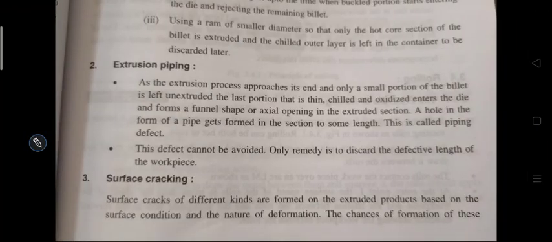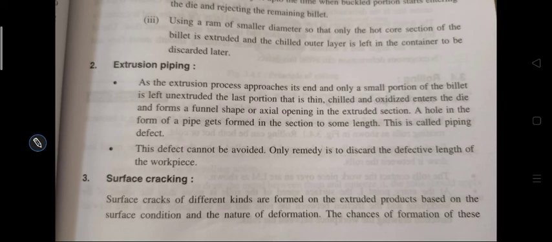Another defect is known as extrusion piping. As the extrusion process approaches its end and only a small portion of the billet is left unextruded, the last portion, which is thin, chilled, or oxidized, enters the die and forms a funnel shape or axial opening in the extruded section. A hole in the form of a pipe forms in the section for some length. This is called the piping defect. This defect cannot be avoided. The only remedy is to discard the defective length of the workpiece.